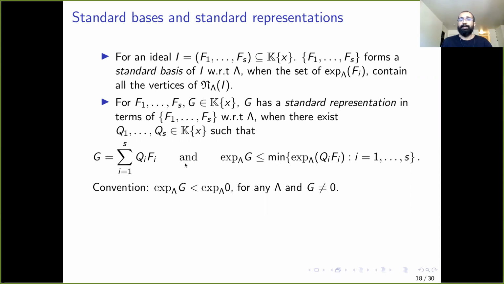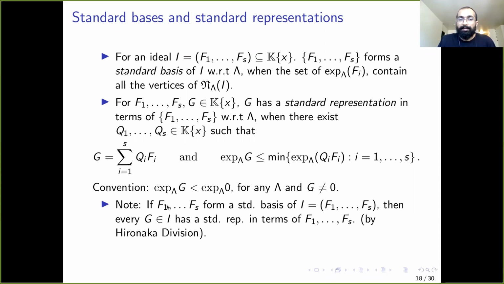So what this condition on the initial exponent tells us is essentially that there is no cancellation that occurs in this combination on the right-hand side in terms of the initial terms. That is, the initial terms of these products QiFi do not cancel out. And it's a consequence of Hironaka's division, which is just the generalization of polynomial division to the power series case, that if these power series F1 through Fs are a standard basis of the ideal that they generate, then every element G inside the ideal has a standard representation in terms of F1 through Fs.